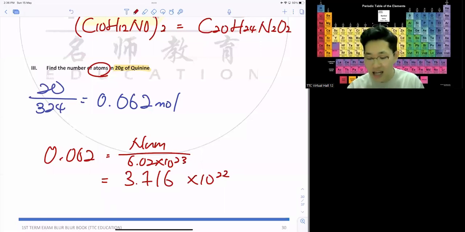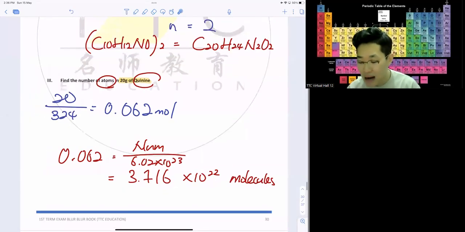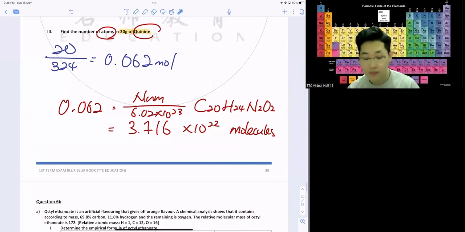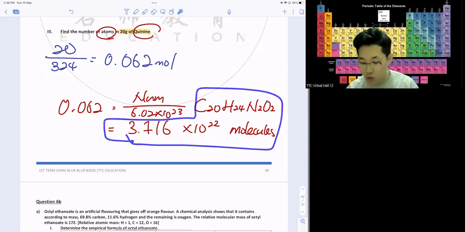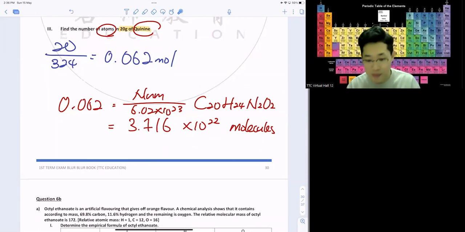The value that I calculated here, this quinine is actually a molecule. This is the amount of C20H24N2O2. This is the amount of C20H24. But question want to find atom.